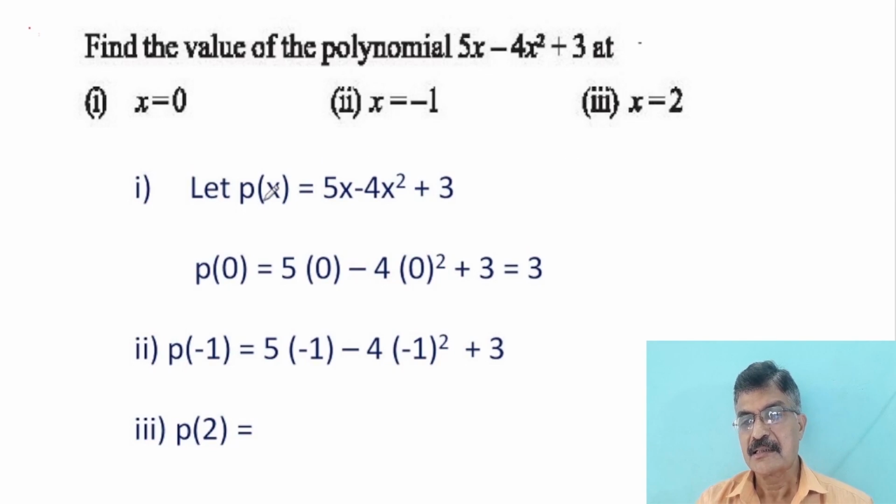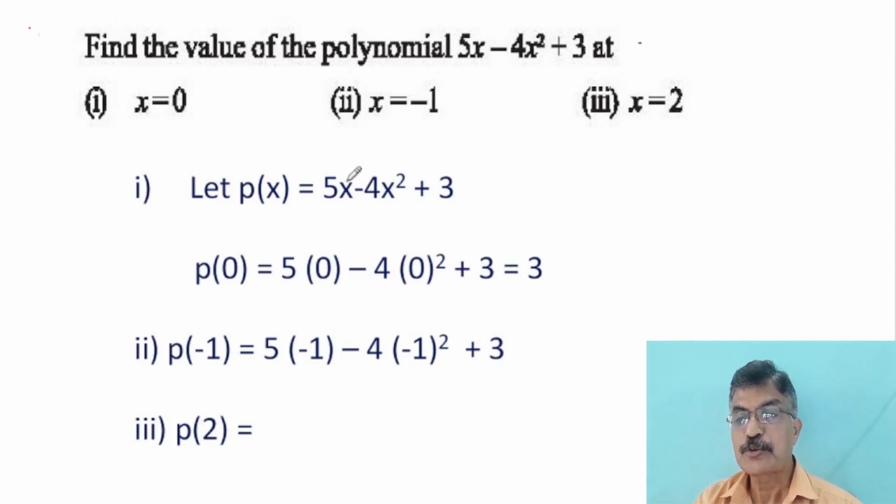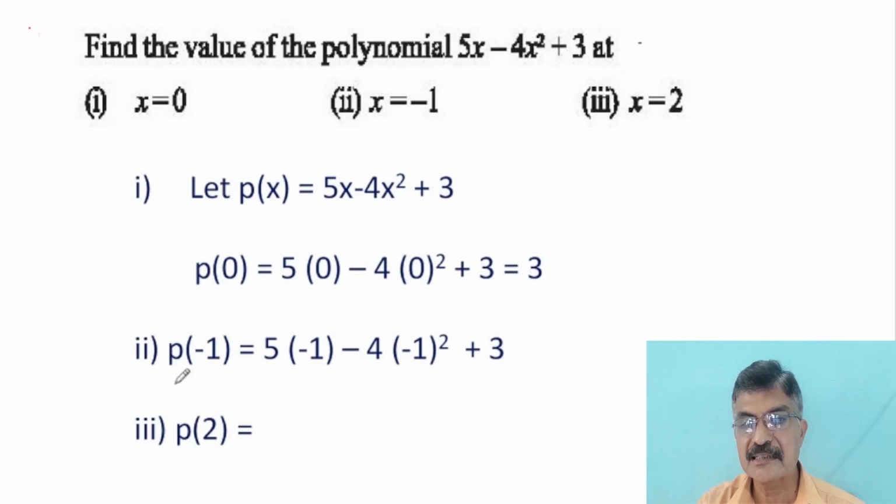Okay. Then next one. Find the value of this polynomial at x is equal to minus 1. x is equal to minus 1. What we have to do is substitute the value of x as minus 1 here. Then, when we do the necessary arithmetic, what will be the answer? I just leave the calculation for you to do. 5 into minus 1 minus 4 into minus 1 whole squared plus 3. Then minus 5 minus 4.